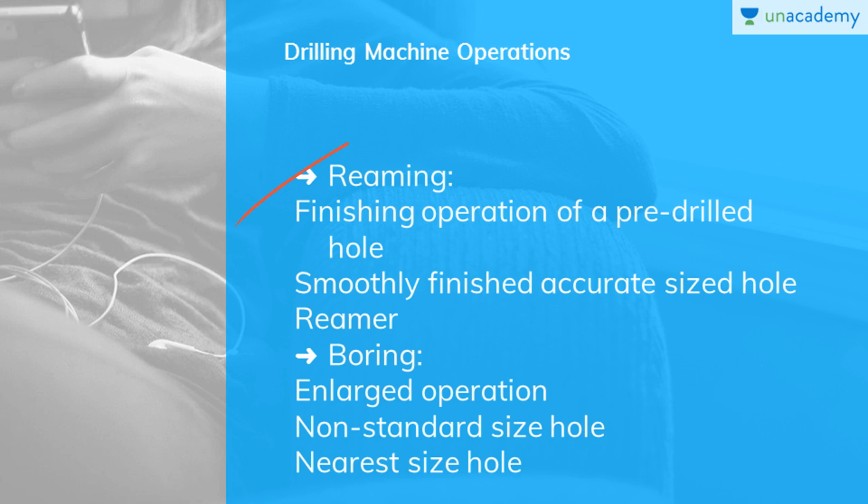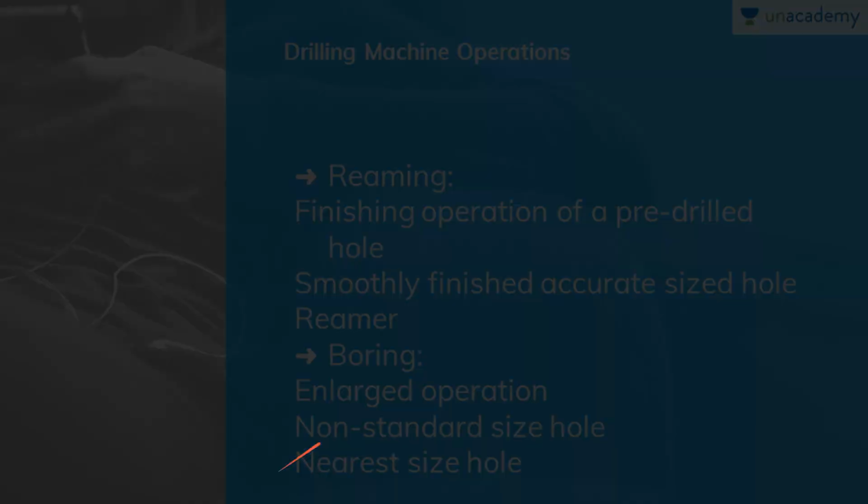Then we go into the boring operation. Boring is an enlarging operation of a pre-drilled hole by the usage of a boring tool which has a single point cutting tool. In order to produce a non-standard size hole, the nearest size hole is drilled first by the usage of the standard drill. Later, it can be enlarged using the boring tool.